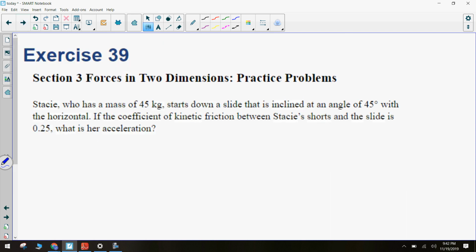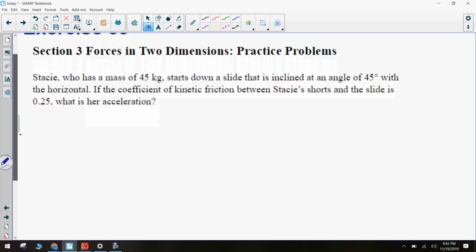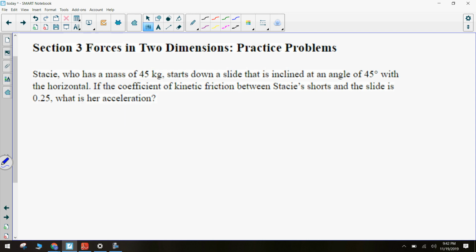Exercise 39. Stacy, who has a mass of 45 kilograms, starts down a slide that is inclined at an angle of 45 degrees with the horizontal. If the coefficient of kinetic friction between Stacy's shorts and the slide is 0.25, what is her acceleration? So let's write down some things.